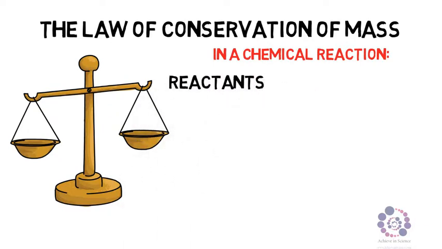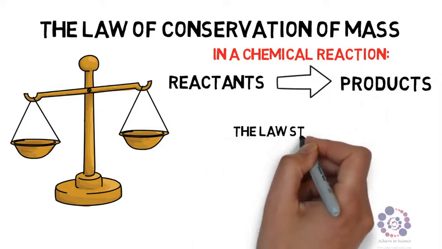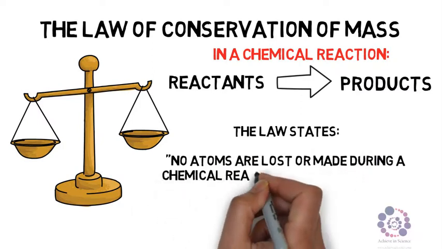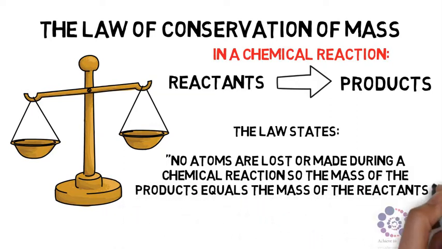Now the law of conservation of mass states that no atoms are lost or made during a chemical reaction. Therefore, the mass of the products must equal the mass of the reactants. So what you have before, you must have afterwards, and be able to account for it.